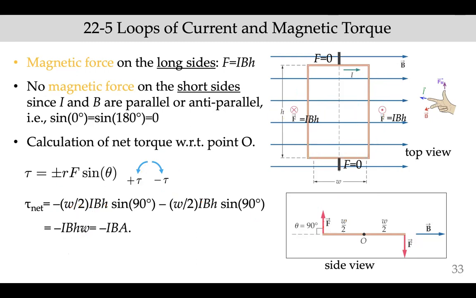And instead of H omega, if you multiply H and omega here, what you find is the area of this loop. So this is the area. Instead of W, I can write just A. So the net torque in this setup is negative IBA. Here, the negative sign is not really important. It just shows the direction of the torque. But what's really important here is the magnitude, which is IBA.